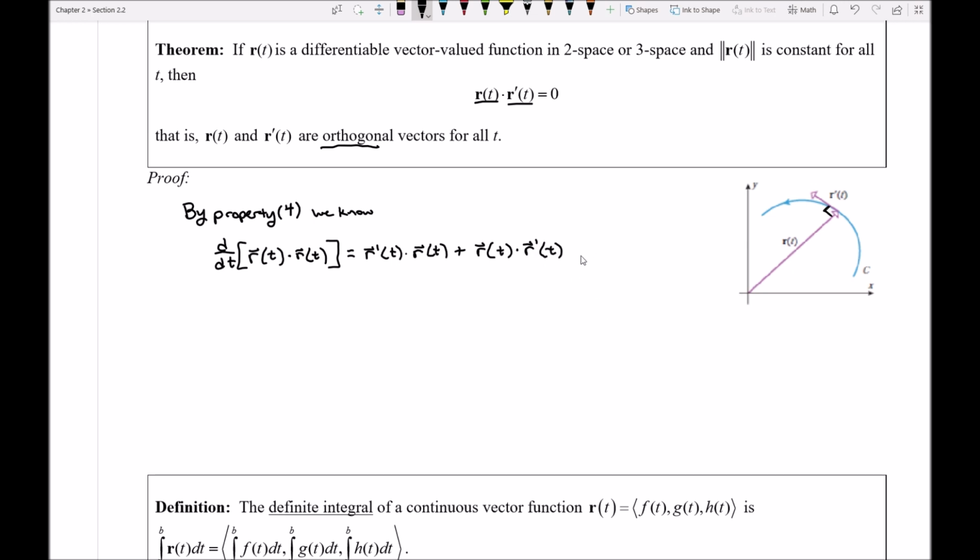Okay. Now what's kind of interesting here is to note that I can actually rewrite both sides of the equation. On the right side, what I notice is that I really have two of the same items, right? Remember, the order in which something is dot product together doesn't matter. So over here, I really just have 2 r prime of t dotted with r of t, right?